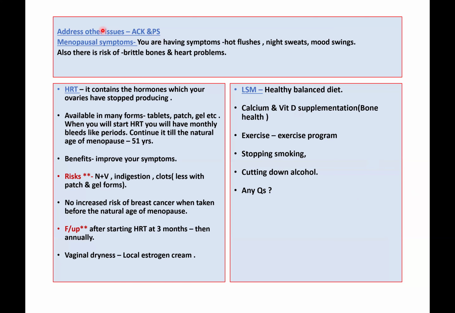Now, you will address the menopausal symptoms, that you are having hot flushes, night sweats, mood swings. And there is a risk of brittle bones and heart problems because of the lack of female hormones. So we can offer you hormone replacement therapy. It contains the hormones which your ovaries have stopped producing. It is available in many forms like tablets, patch, and gel. When you start the hormone therapy, you will have monthly bleeds like periods. You will continue it till the natural age of menopause, 15 years.